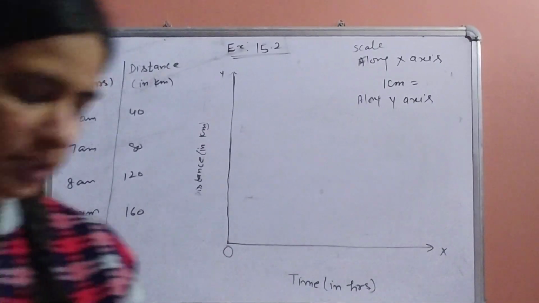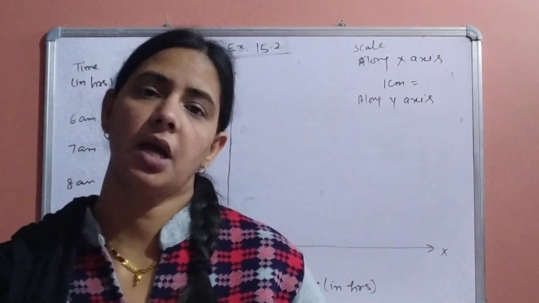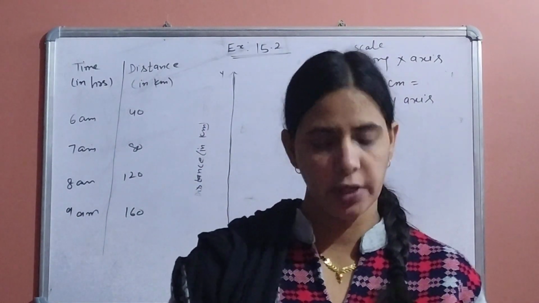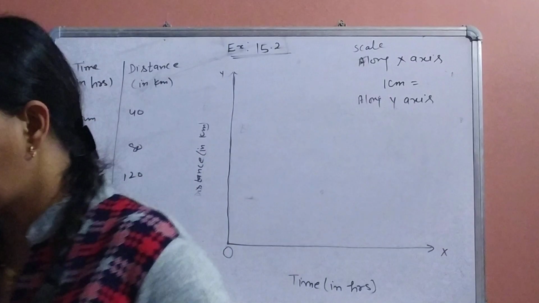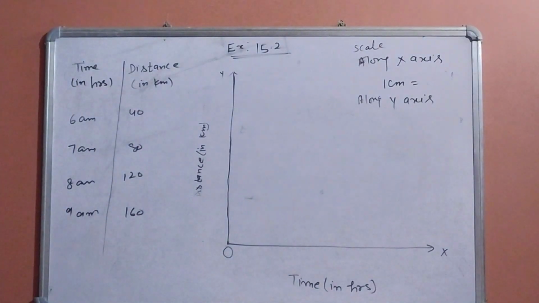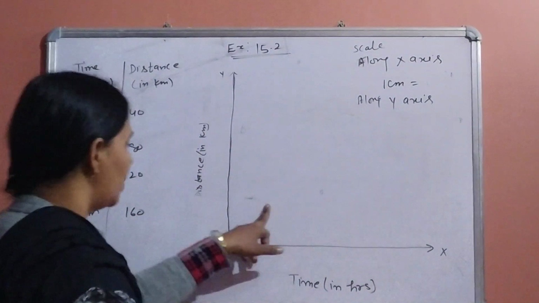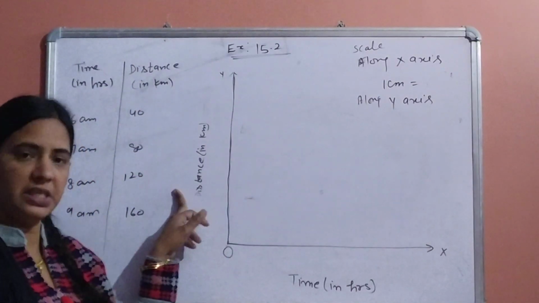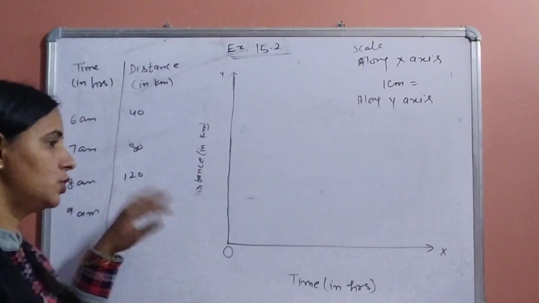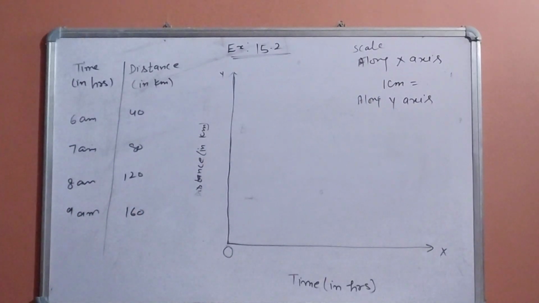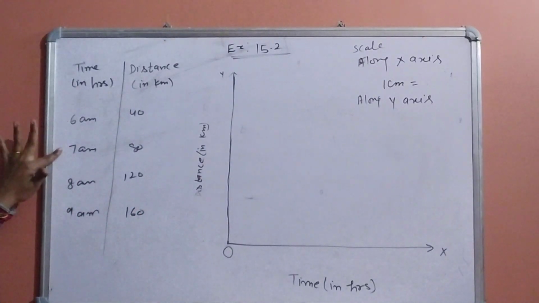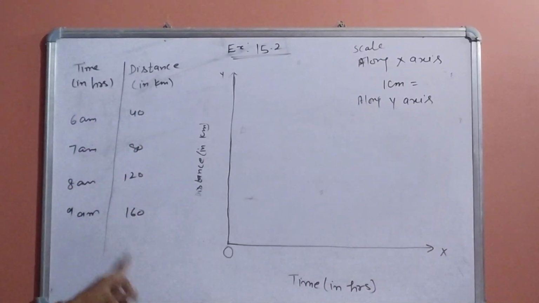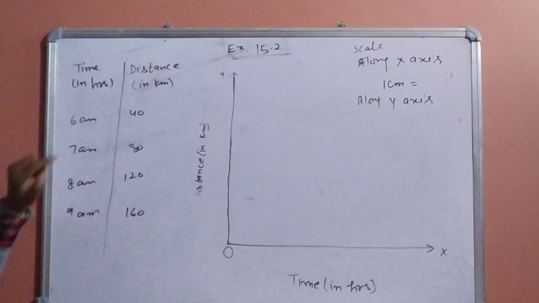Okay, now the second question is: the distance traveled by a car is given, with time in hours and distance in kilometers. Draw a linear graph for this data. All the values are positive, so we are taking only the first quadrant. On the x-axis we will take the independent variable, and on the y-axis the dependent. First, choose independent and dependent. See, time is 6 am, 7 am, 8 am, 9 am. Distance is 40, 80, 120, 160.